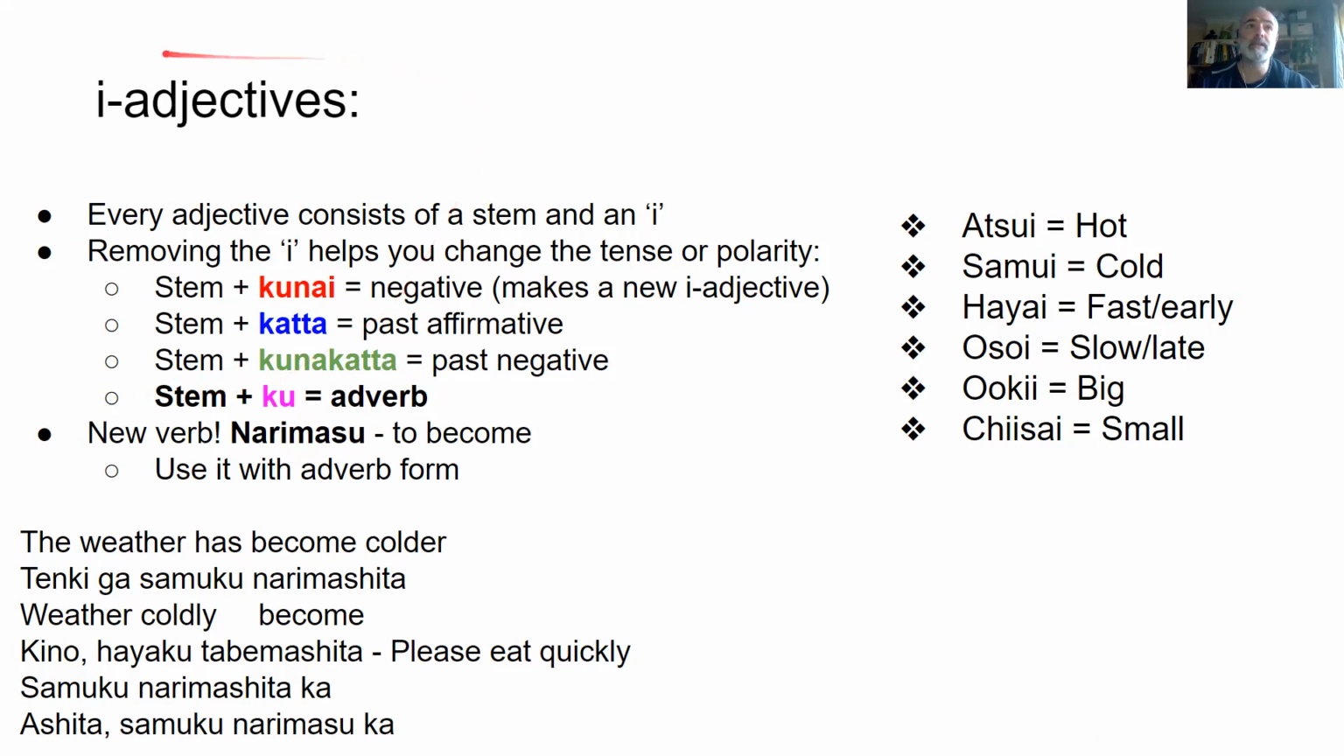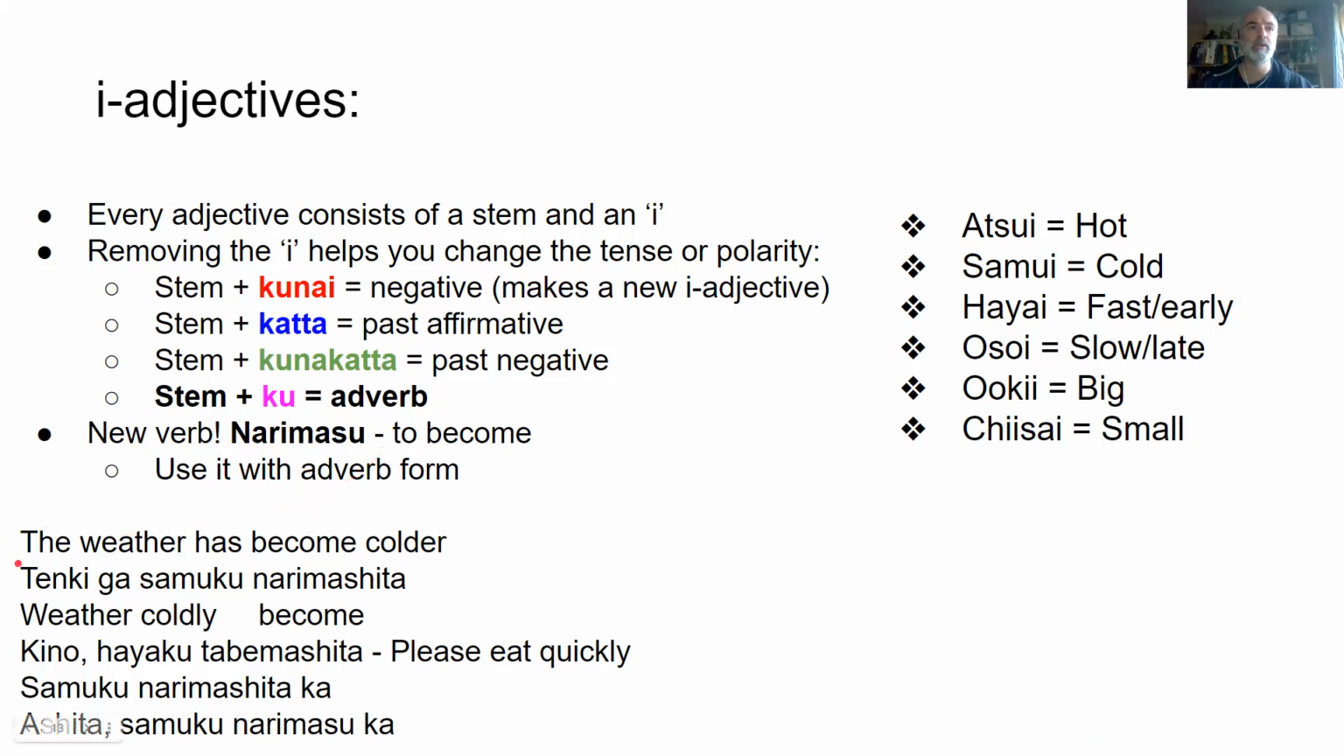To make these i-adjectives into adverbs, again, we keep the stem, remove the little i, and put ku. So to say it will become hot would be atsuku narimasu. Narimasu means to become. So to become hot, atsuku narimasu. The adverb is not time sensitive. You make the time based on narimasu. So to say it became hot, we would say atsuku narimashita.